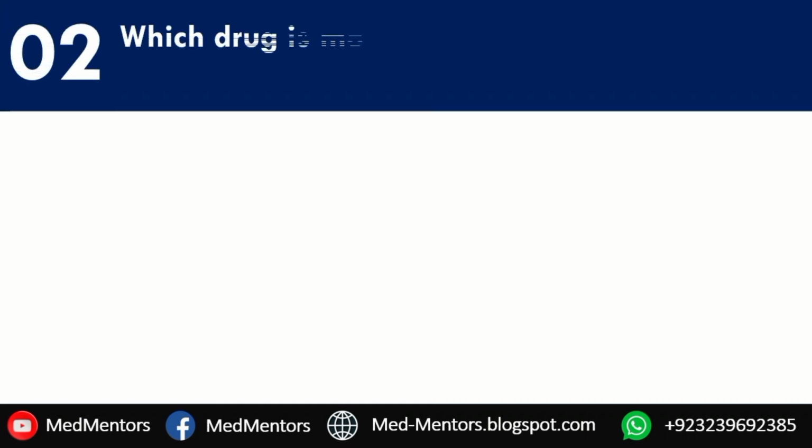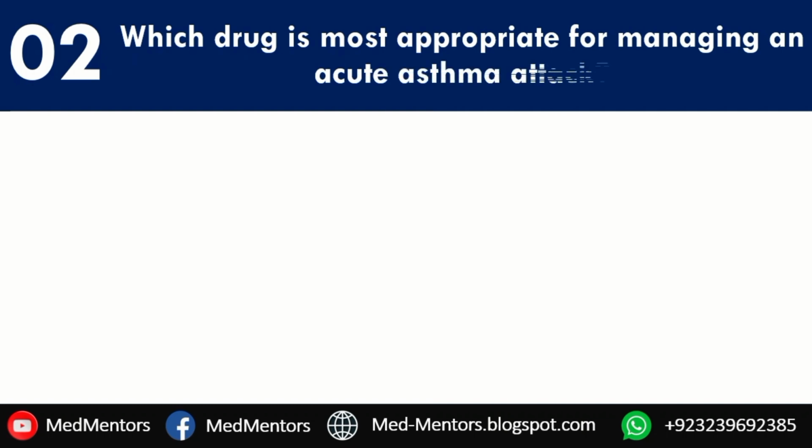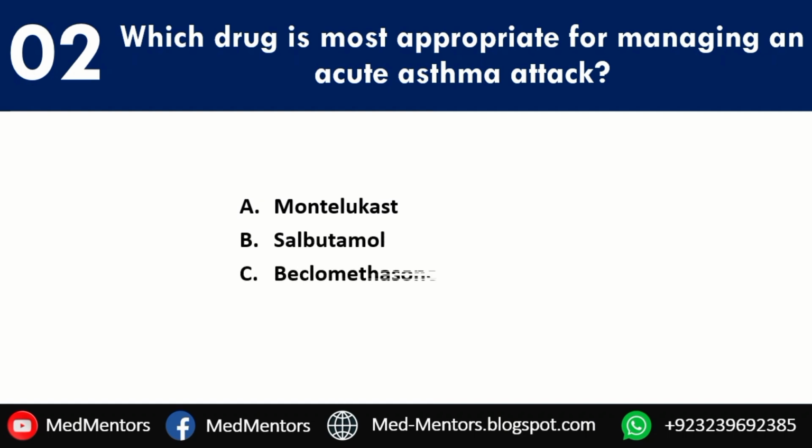Number 2. Which drug is most appropriate for managing an acute asthma attack? Option A. Montelukast. Option B. Salbutamol. Option C. Beclomethasone. And option D. Tiotropium. The correct option is salbutamol.